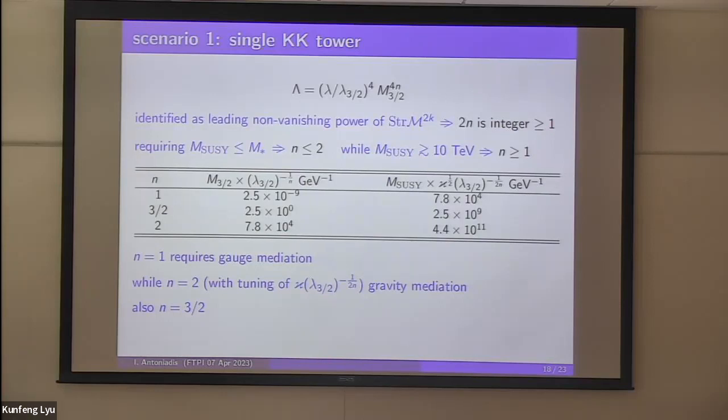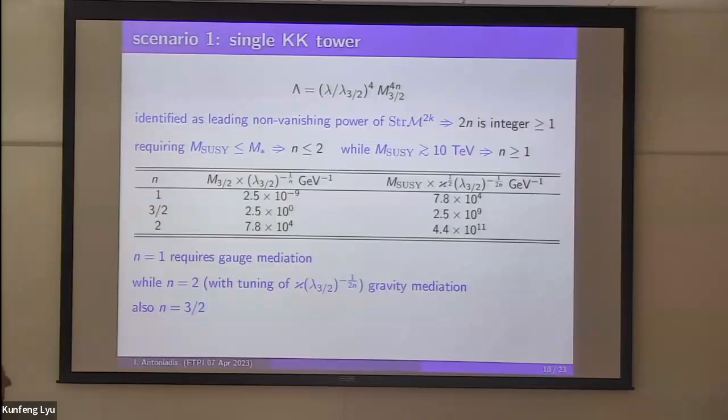And for instance, for k equals 0, you obtain the quartic divergence, which should be 0 in a supersymmetric theory. And then we have k equal 1, which is of course quadratic, and so on. So requiring that the supersymmetry scale is less than M star, where M star is fixed, the scale that I mentioned before of the dark dimension, 10 to the 9 GeV, one finds that n should be less than or equal to 2.